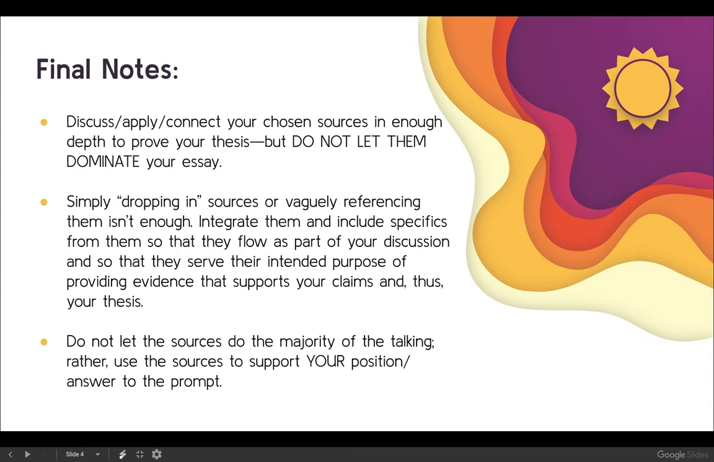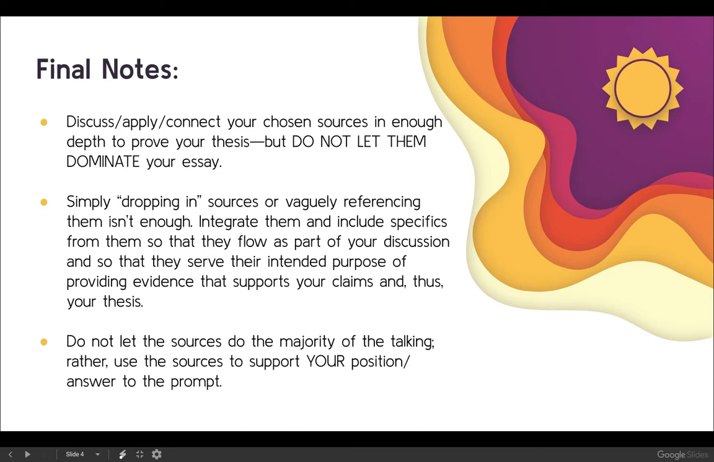Simply dropping in sources, though, or vaguely referencing them is not enough. You have to prove that you understand what you read and you are using them to support your position. They should flow. They should be specific enough to where they are specifically chosen and intentional.